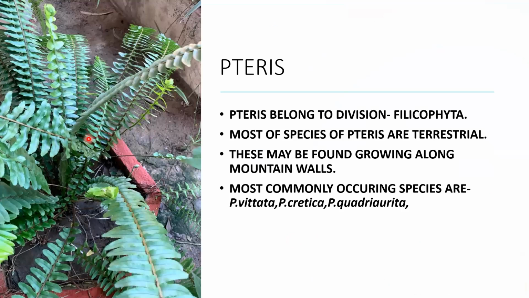Now, this is the plant of Pteris, commonly called fern, and this belongs to division Filicophyta. Most of the species of Pteris are terrestrial, meaning they are found on land and they grow on the mountains or on the hilly areas. Commonly occurring species are Pteris vittata, Pteris cretica, Pteris quadriaurita.